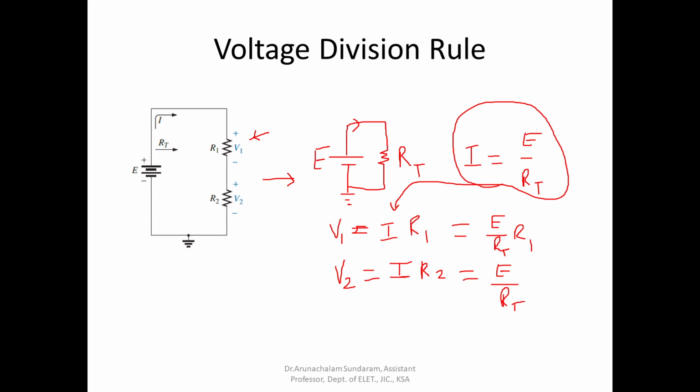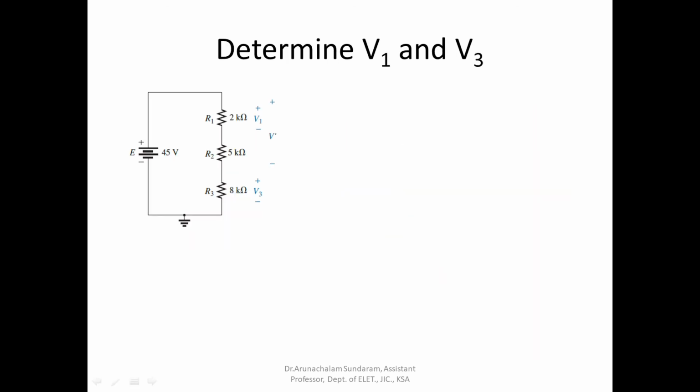Now you can generalize this equation. You can write a general equation. Here I am writing only for two resistances. What happens if there are 5 resistances in the circuit? You can write a generalized equation. In this equation, if you put x is equal to 1, you will get this equation, and if you put x is equal to 2, you will get this equation. So this equation is called voltage division rule, and you can apply this rule for any number of resistors in series. I'll teach you how to apply this in the next question.